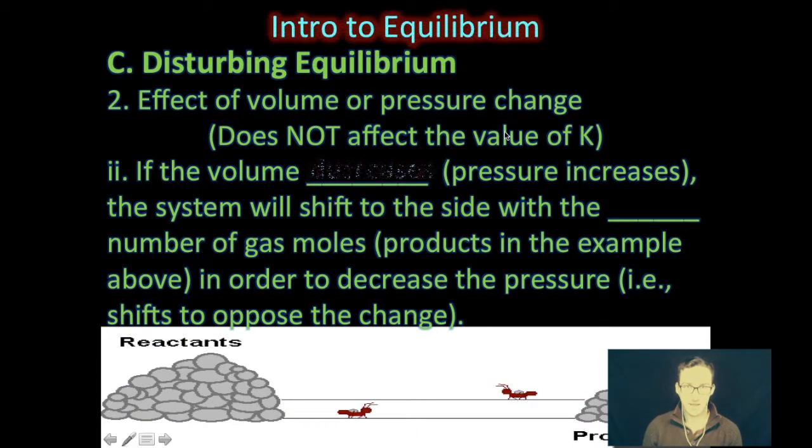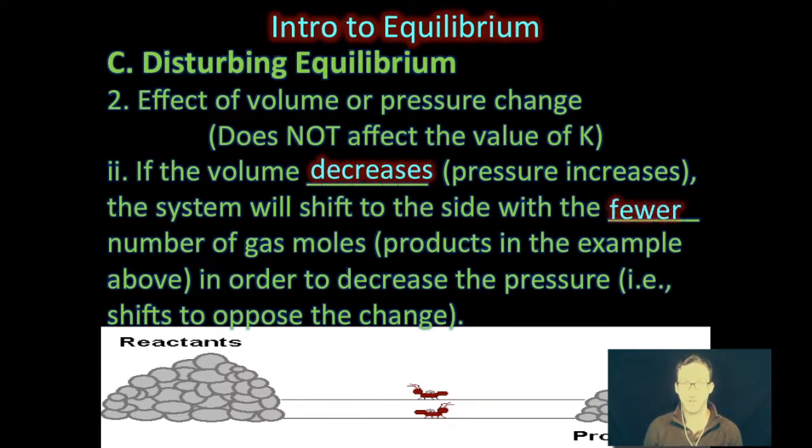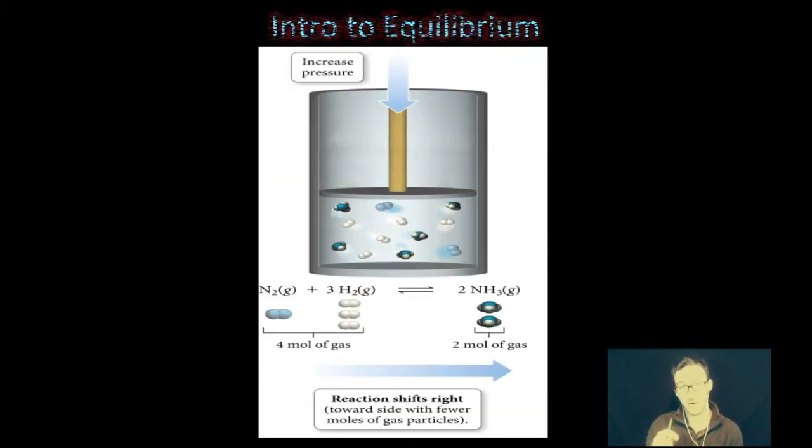The reverse of that, so if the volume decreases or you increase the pressure, we're going to shift to the side with the fewer number of gas moles. So we decrease the pressure and again try to re-establish that equilibrium, try to oppose that change, that stress that we put on the system. So here we're going to increase the pressure, and now we're going to shift towards the side that has fewer moles of gas. And again, in so doing, there's less particles knocking around, so the pressure is going to decrease to counteract that increase in pressure, or that decrease in volume that was done.